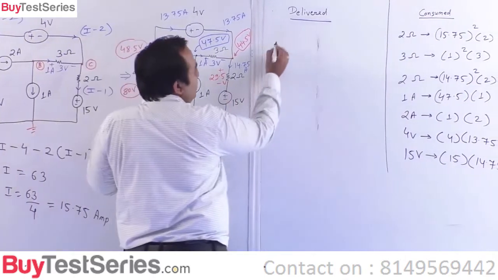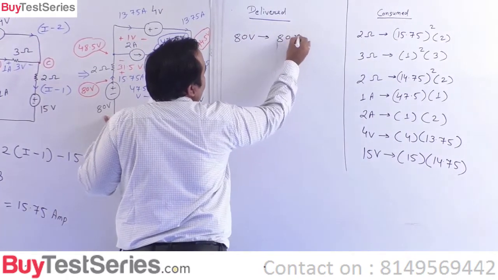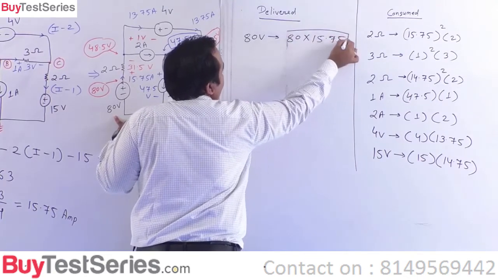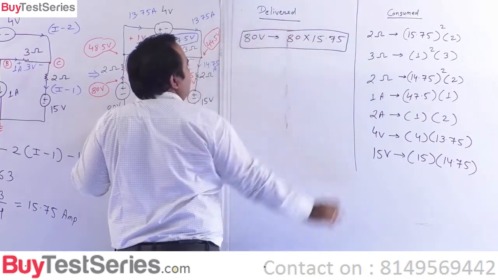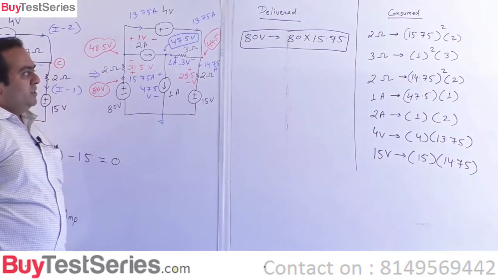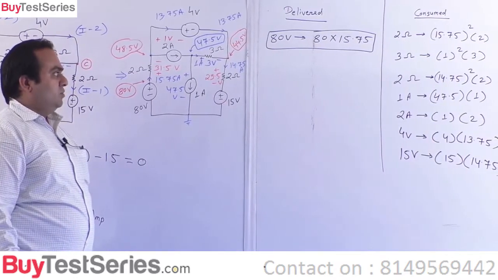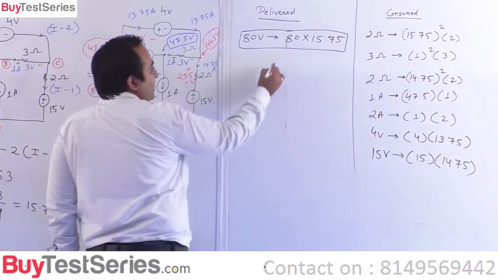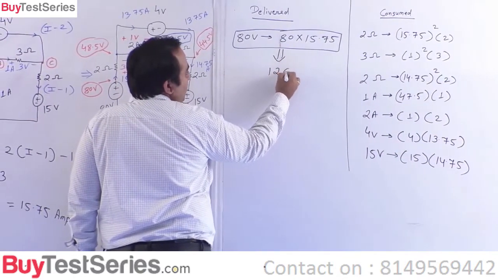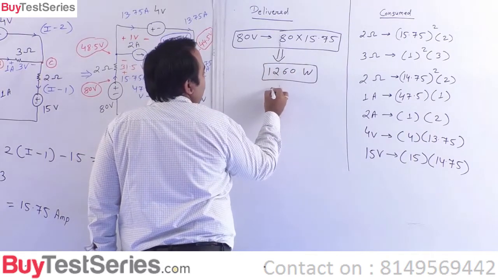So this 80 volt source delivers 80 into 15.75. This much of watts is delivered. Is this okay? So this much is the power delivered by the voltage source. So if you see, it comes out to be 1260 watts. This much is delivered.